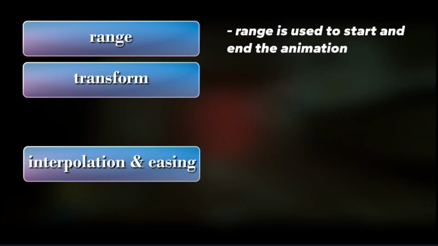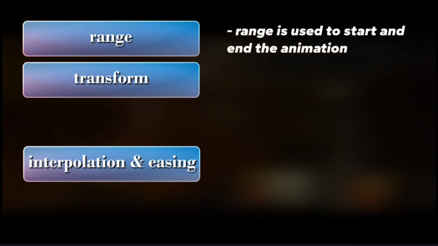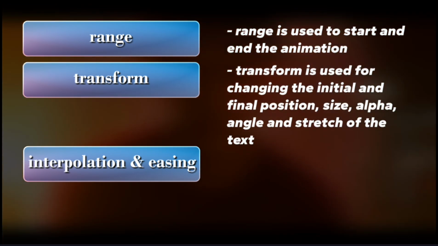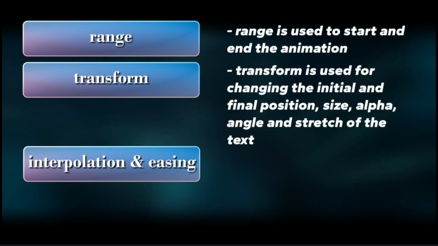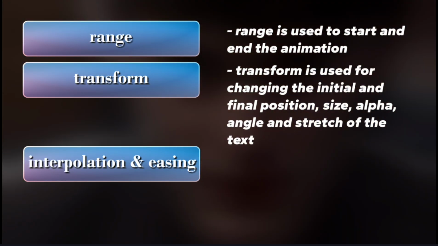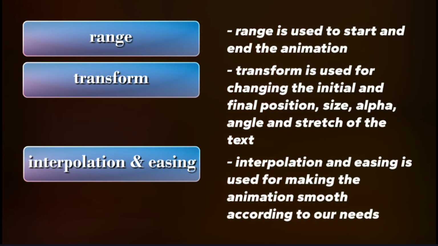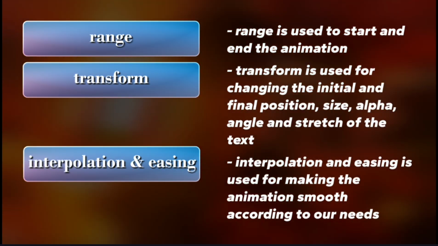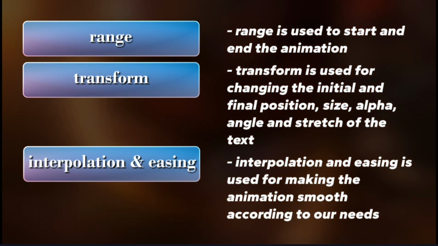Range is used to start and end the animation. Transform is used for changing the initial and final position, size, alpha, angle and stretch of the text. Interpolation and easing is used for making the animation smooth according to our needs.